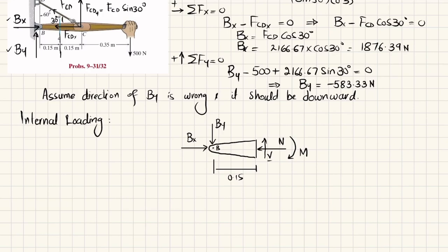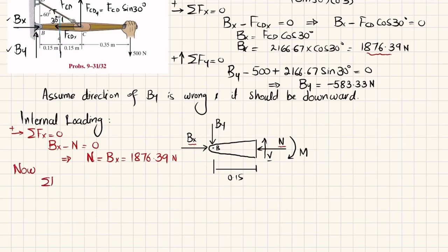So what are these equations? The first equation is that the sum of all forces along the x direction must be equal to 0, and force in this direction is taken as positive. So Bx is positive while N is negative. So Bx minus N is equal to 0, which means N is equal to Bx, and Bx is 1876.39 Newton.